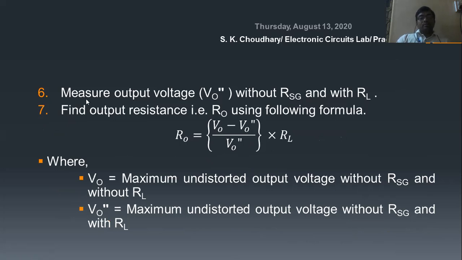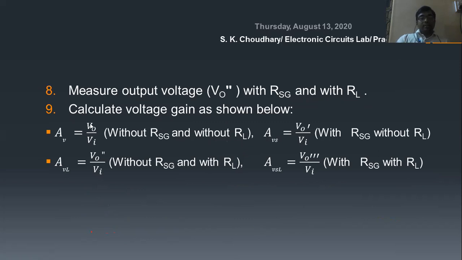In a similar fashion, we calculate the output resistance also. For this, measure the output voltage V0 double dash without RSG but with RL. The formula for finding R0 is V0 minus V0 double dash upon V0 double dash, into RL. Here V0 double dash is the maximum undistorted output voltage without RSG and with RL. So this is the practical procedure for calculating the input resistance and output resistance. Remember these two formulas and the methodology.